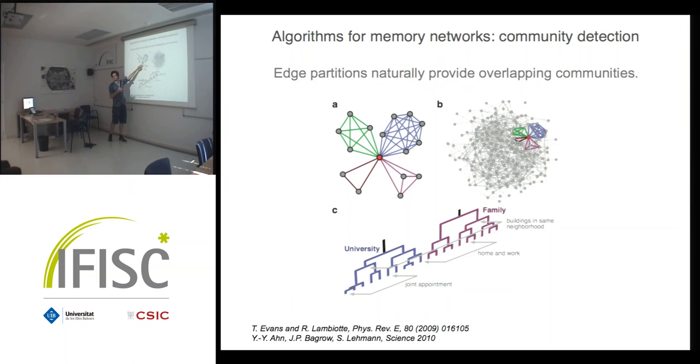You have a node that can belong to different groups, and that's typically what you observe at a certain resolution in social networks. In social networks, I myself belong to different groups. My work group, my sports group, my family, and all of them are different. And actually, all of my connections are somehow defining the groups that I am associated to.